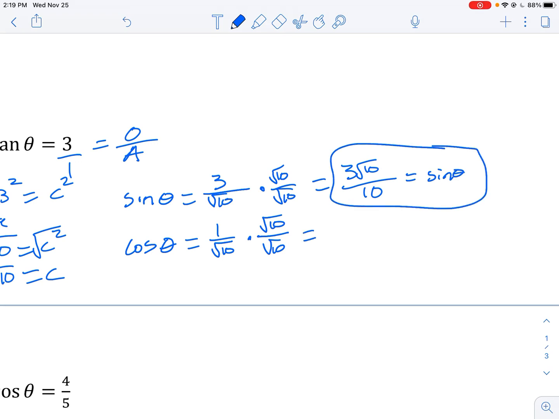And a similar thing happens here with the cosine. The top becomes 1 root 10, which is just root 10. And the bottom, again, is the square root of 100, which is 10. And so that's our cosine of theta.